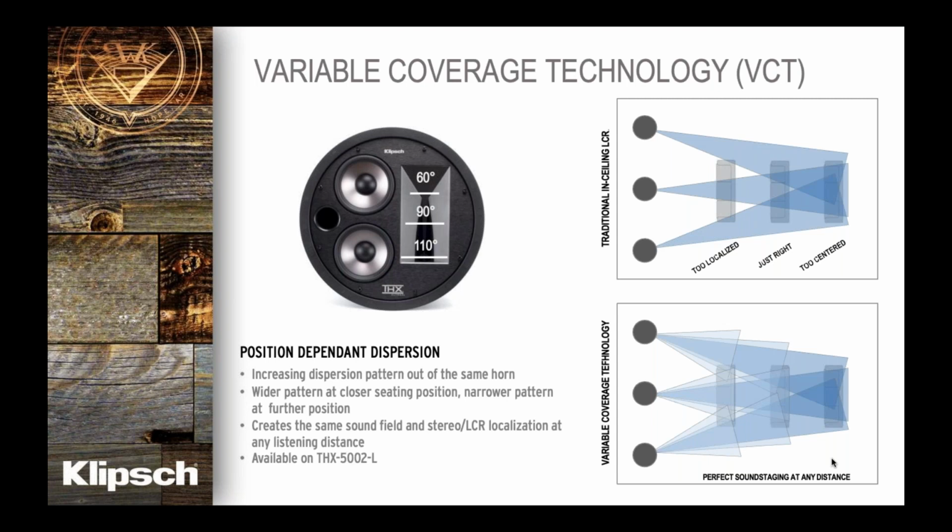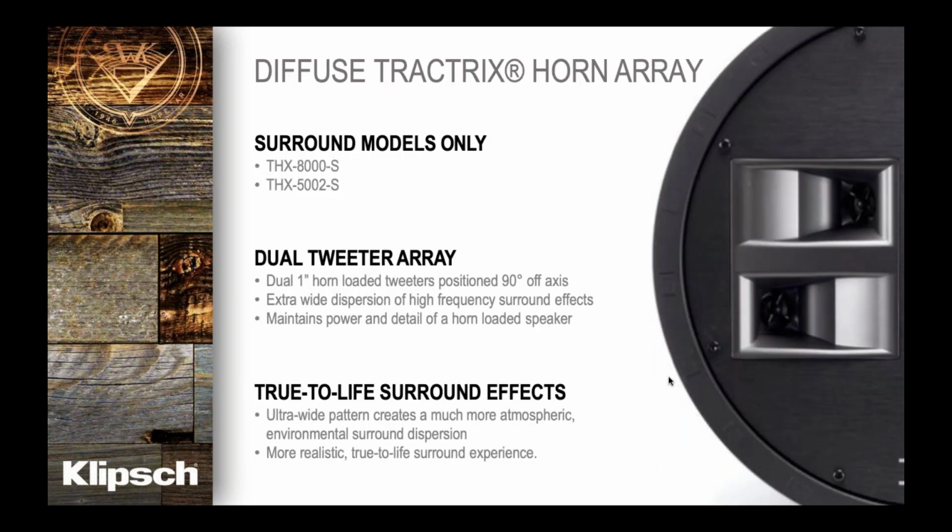The VCT variable coverage technology that's built into the 5002L makes sure that the dispersion is constant no matter where you're sitting in the room. So you can actually see in this bottom right, if I'm in the back of the room, I get the same sound stage that I'm getting if I were sitting in the front of the room, which is extremely powerful. So something to keep in mind there, especially for larger home theaters or larger theaters in general. You're just getting a much more consistent, much more pleasant sound stage with the VCT technology. Then, of course, I mentioned the diffuse Tractrix horn array on the 8000S and the 5002S.